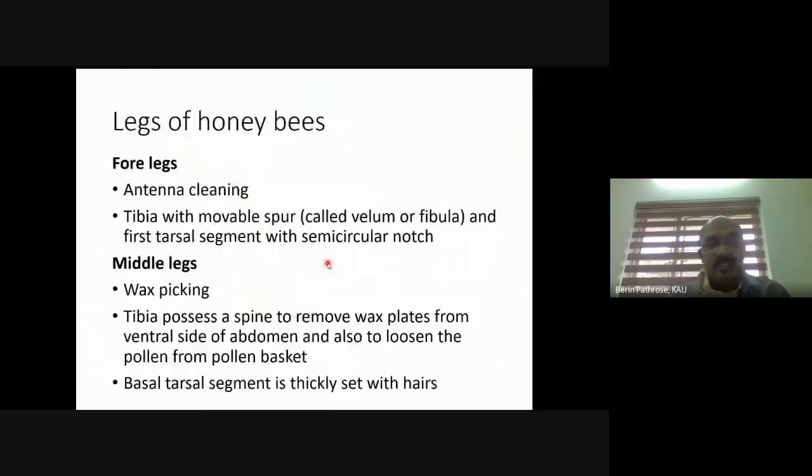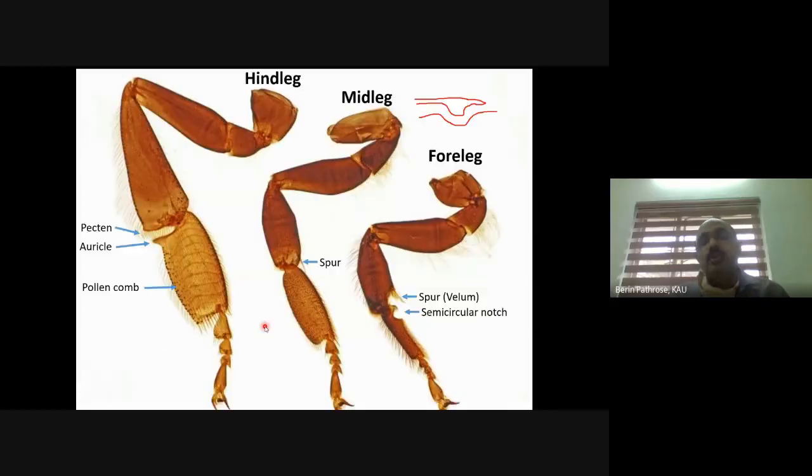In the notes, it is clear. It possesses a spine. And the purpose of this spine is to remove wax. See, I told you honeybees secrete wax. Honeybees have wax glands which can produce wax. These wax glands are located on the ventral surface of the abdomen. That means the sterna of the abdomen. And the ventral surface of the abdomen will have wax particles.